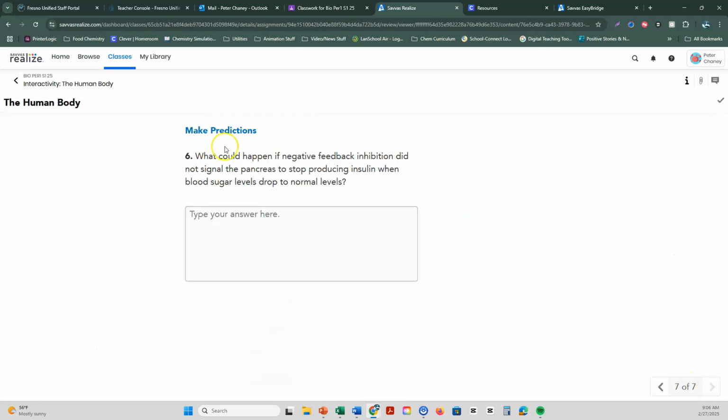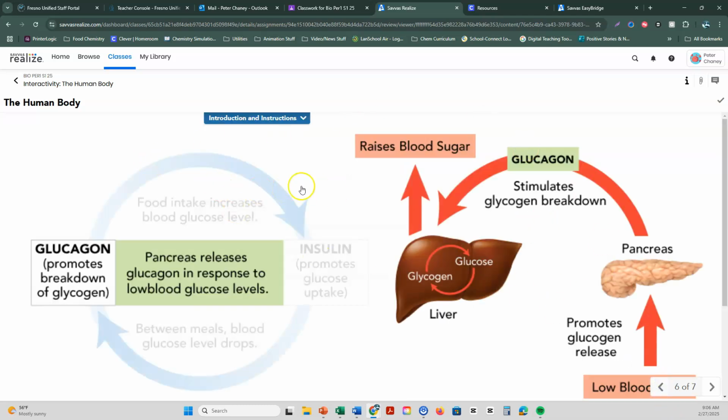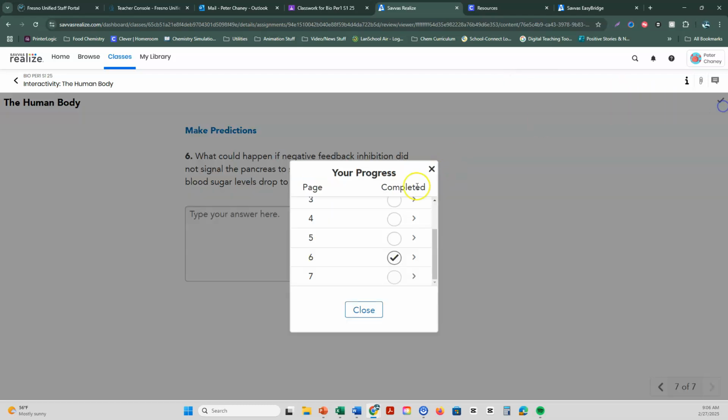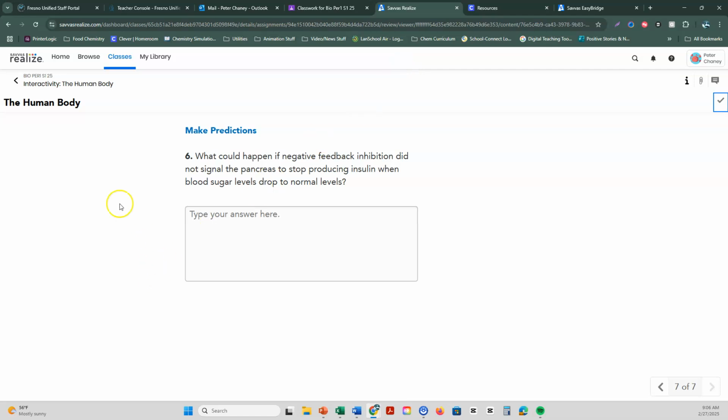So last slide. What could happen if negative feedback inhibition did not signal the pancreas to stop producing insulin when blood sugar levels drop to normal levels? So you will be informed by this information over on this slide. Okay, once you have all of those answered, you are ready to go. The textbook will grade you, and I will put your grade into Alice.